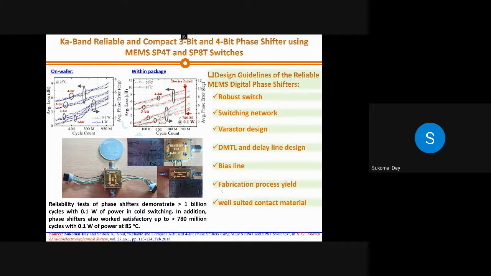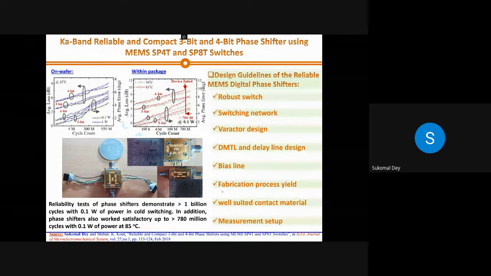Followed by, whenever it is a contact type switch, you have to use a well-suited contact material, because whenever switches are continuously coming down and moving up, during that process the temperature is being localized at that particular contact point. So we have to take care of that also.